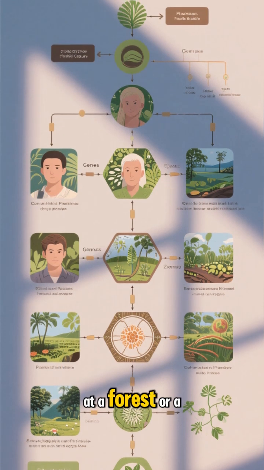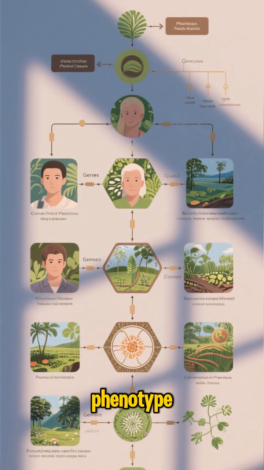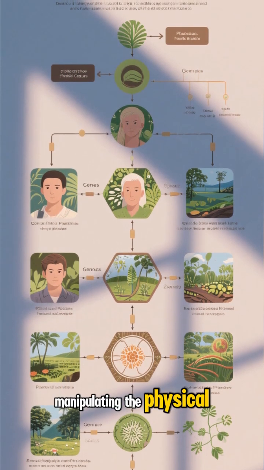You're not just looking at a forest or a river. You're looking at what scientists call the extended phenotypes, the long-range effects of microscopic code manipulating the physical environment.